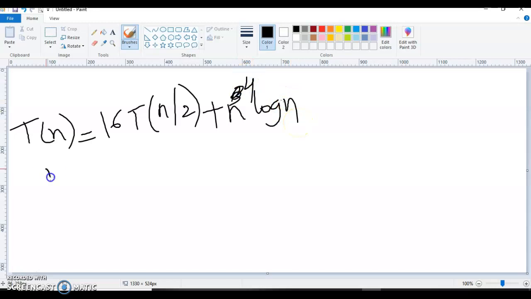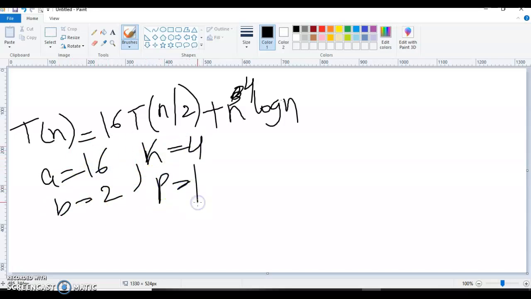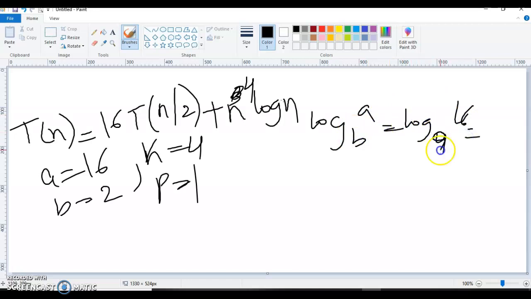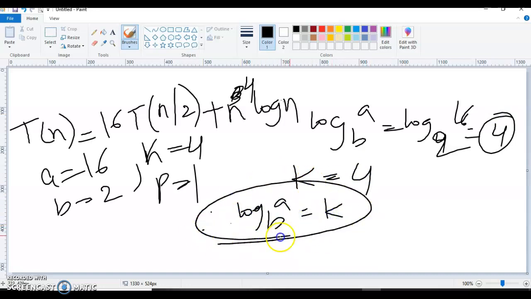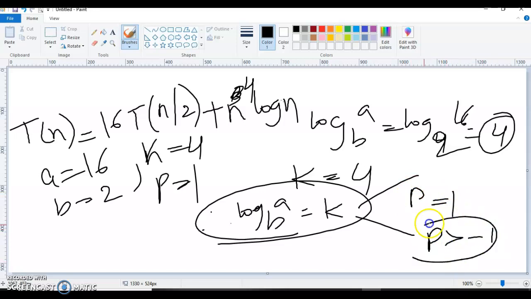So here a is equal to 16, b is equal to 2, k is gonna be 4, and p is equal to 1. So let's calculate log a base b, which is log 16 to the base 2, which is gonna be 4, and k is equal to 4 too. So in this case we got log a base b is equal to k. So now we're gonna depend on p. Here we have p is equal to 1.